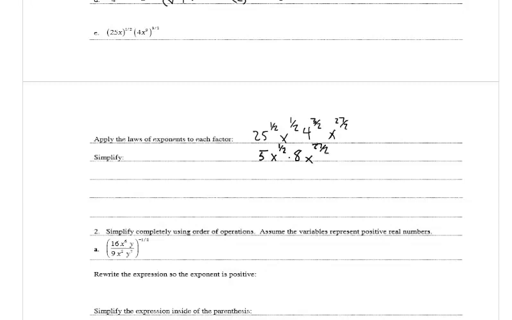So now we have 5 times 8, which is equal to 40, and x to the 1/2 times x to the 27/2 is x to the 28/2. And then we can rewrite this one more time as 40x to the 14th, since 28 divided by 2 is equal to 14.